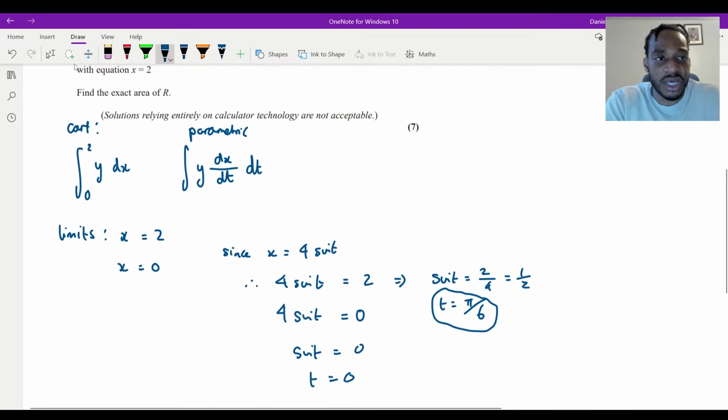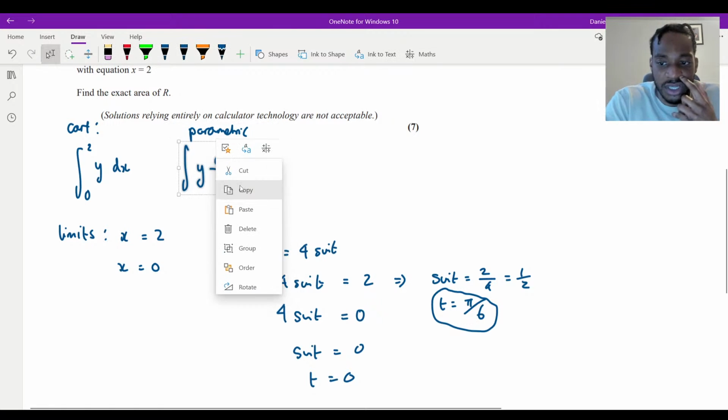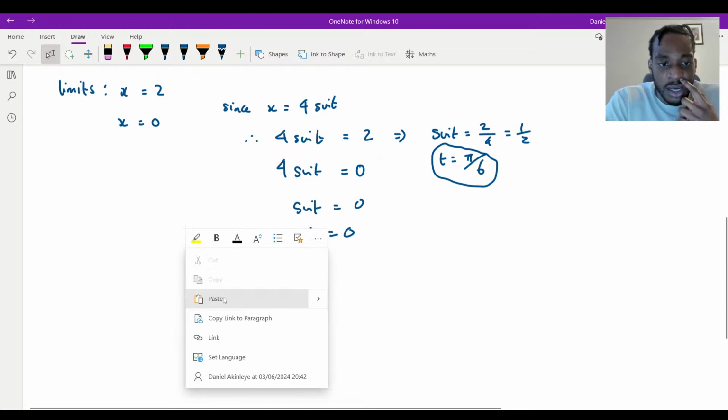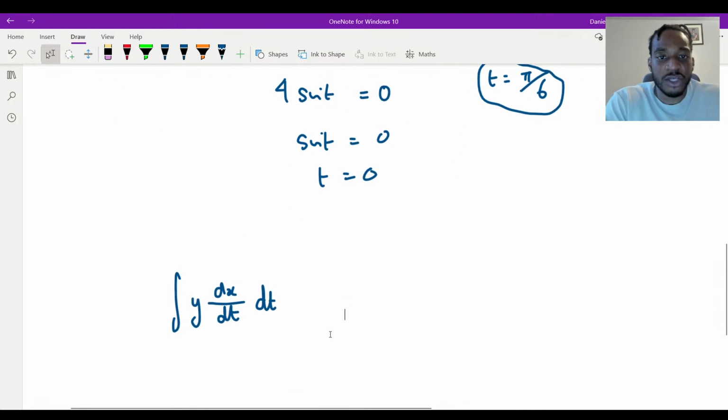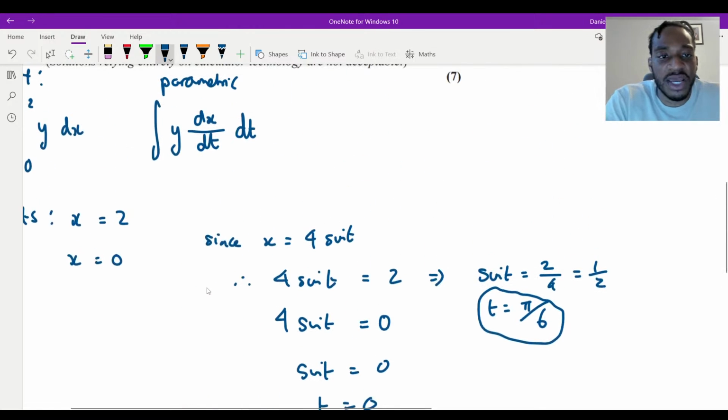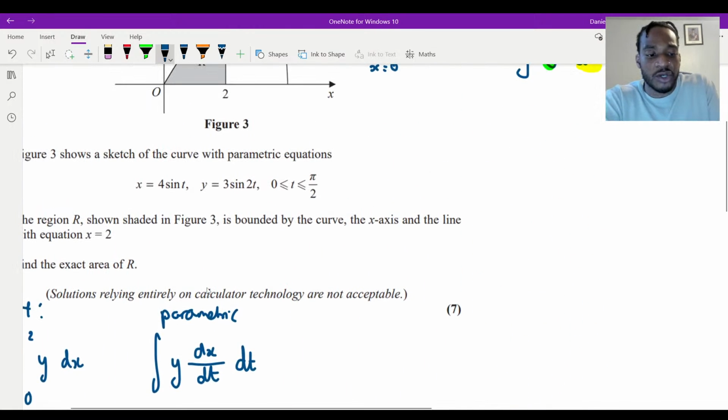So I'm going to just put this here because that's always important, getting the limits. Yeah, so we got this here. And yeah, put this here. We now know that we're integrating between t equals 0 and pi over 6. So now what's left is just to figure out what y is, figure out what dx dt is, and then get the integral. So let's go ahead and see what we've got here. Let's get the parametric equations again.